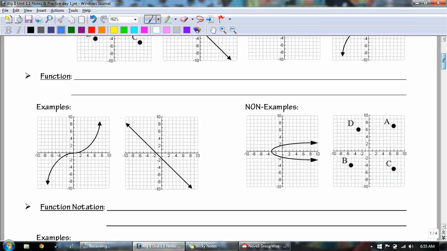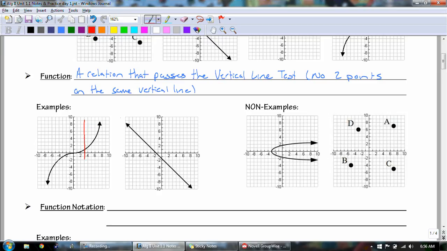Now, a function is a relation that passes the vertical line test. The vertical line test states that no two points are on the same vertical line. So to think about that, we have our examples on the left right here. If it passes the vertical line test, I can draw a vertical line and it's only going to touch one time.